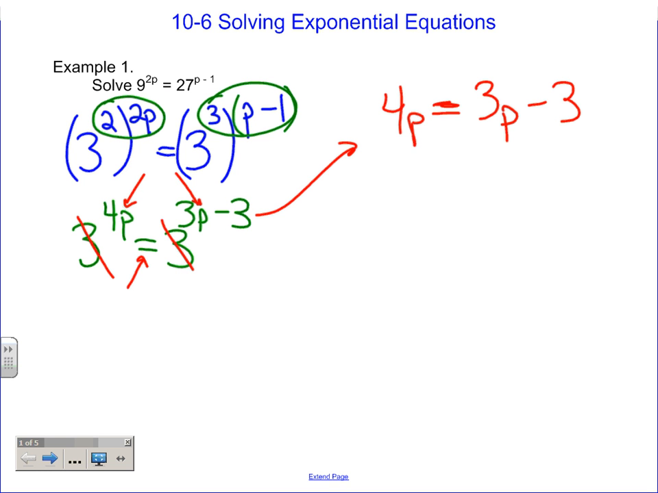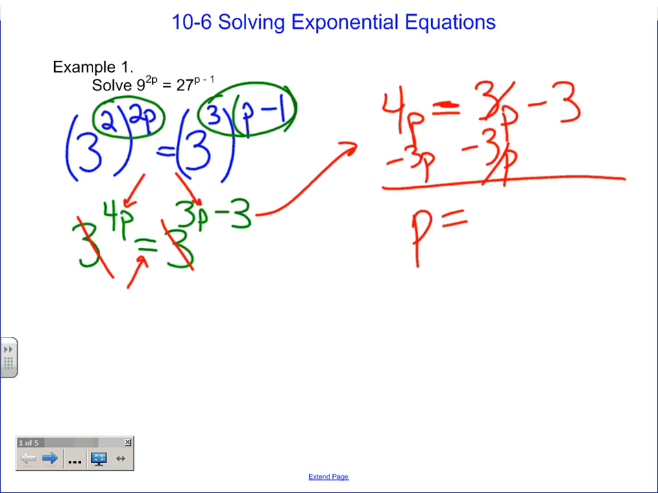So now I have turned this very complicated exponential equation into a very simple algebraic equation that you've solved since maybe 7th, 8th grade, or maybe Algebra 1, depending on what you had. So you subtract 3p from both sides, and in fact this one solves quite easily.